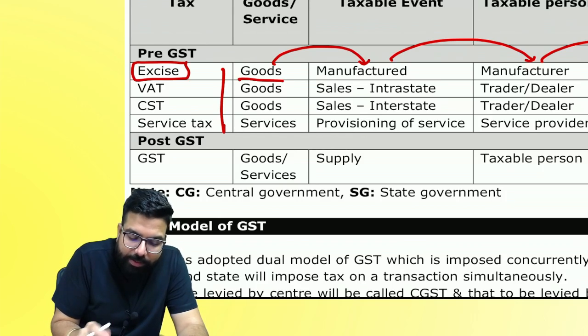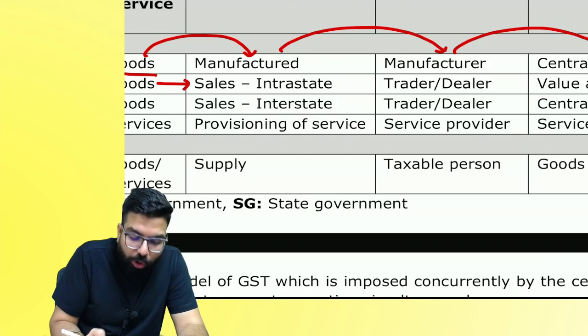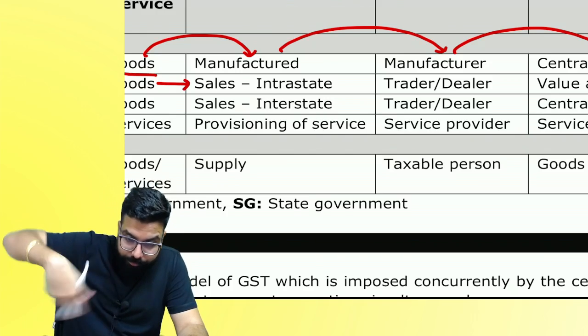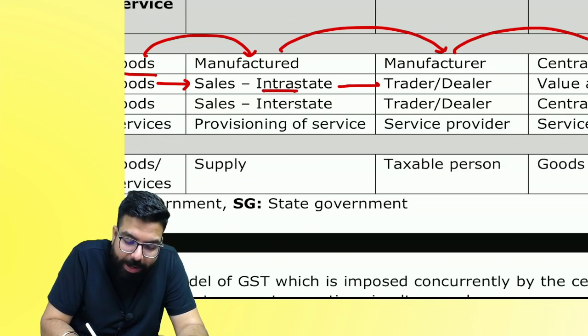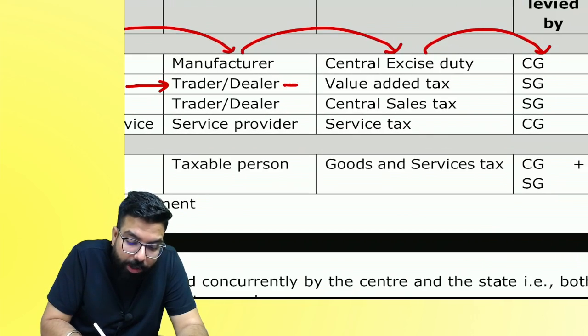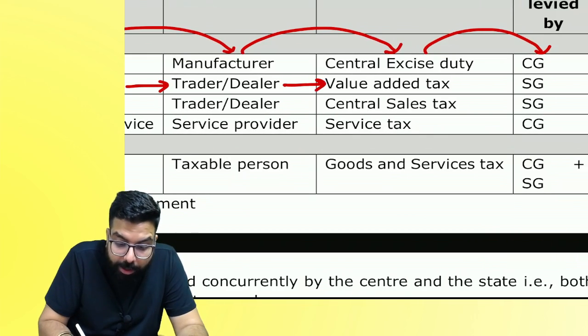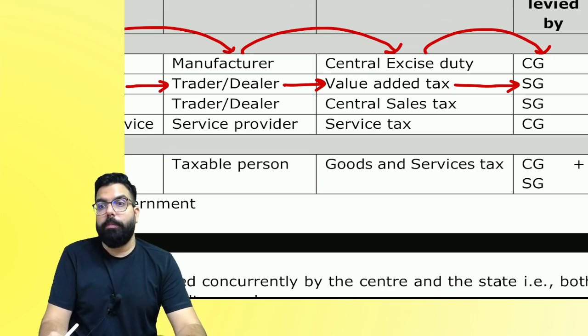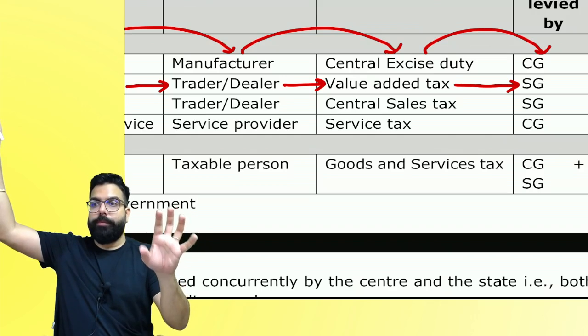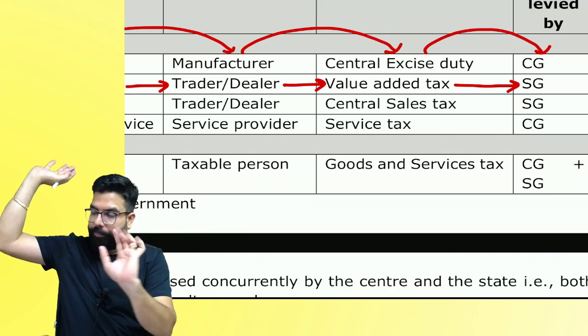Earlier, VAT, these are the tax names. Whenever goods used to be sold within the state, intrastate is within the state, by a trader, VAT used to get charged. And it used to go to the state government. Baba, central government is different. State government is different. Correct, everyone? Next.